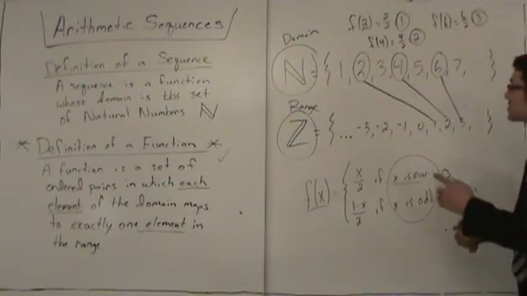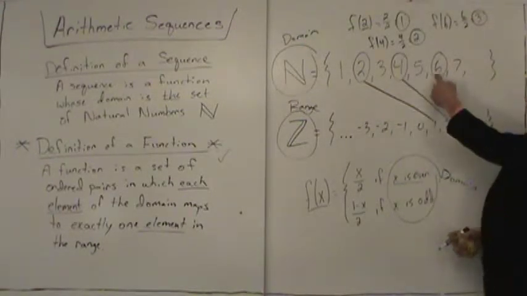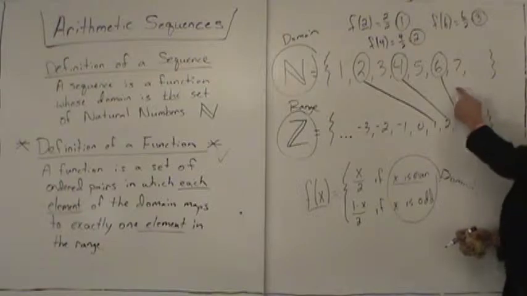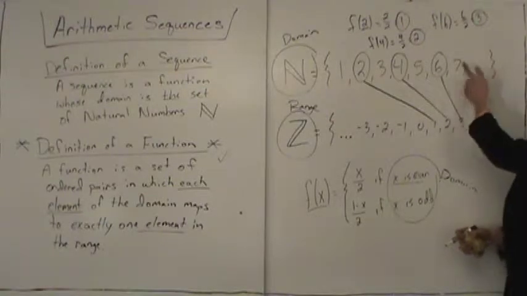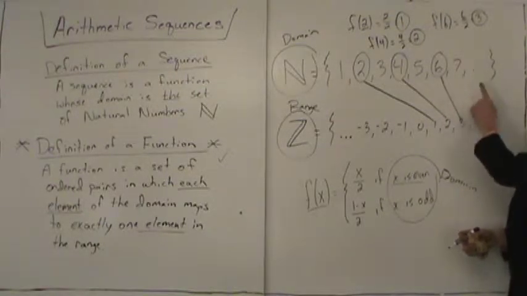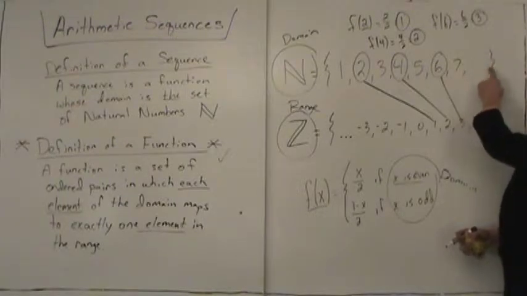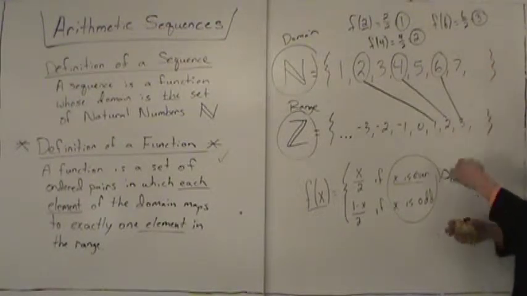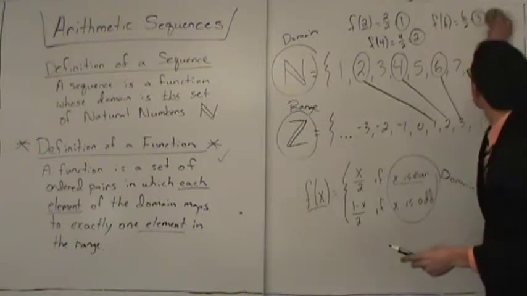So do you see that 2 will map to 1, 4 will map to 2, 6 will map to 3, so on and so forth. And what will the next value be? The next value in the domain will be 8. 8 will map to 4, and the next value will be 10. 10 will map to 5, etc., etc. Now let's look at the odds.